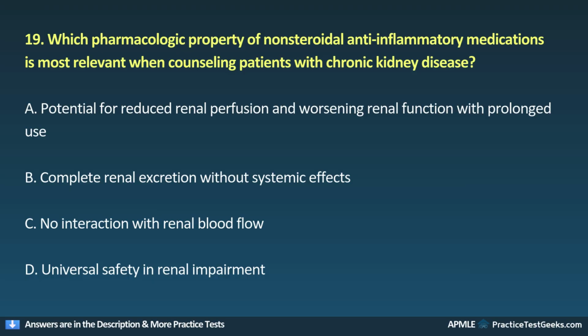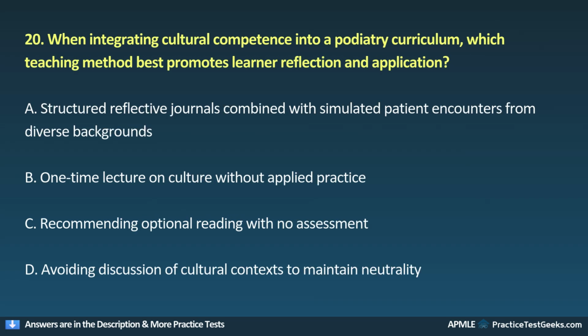19. Which pharmacologic property of nonsteroidal anti-inflammatory medications is most relevant when counseling patients with chronic kidney disease? A. Potential for reduced renal perfusion and worsening renal function with prolonged use. B. Complete renal excretion without systemic effects. C. No interaction with renal blood flow. D. Universal safety in renal impairment.